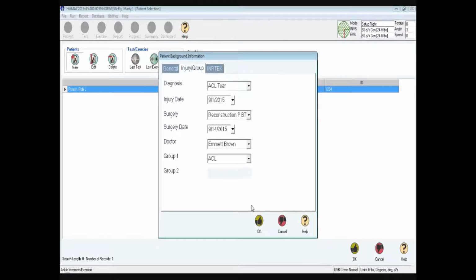The third tab at the top, INR-TEK, allows you to submit your patient's data to a testing service. When you're all finished, click OK.